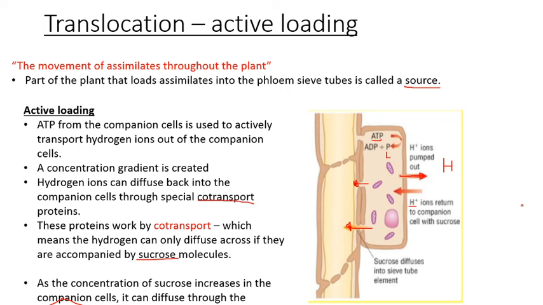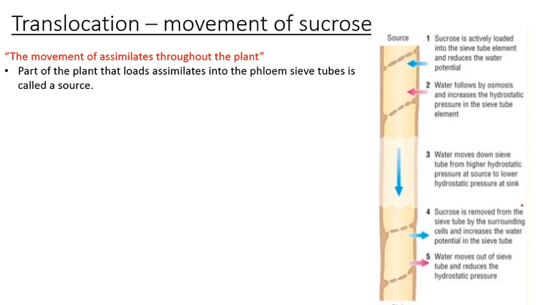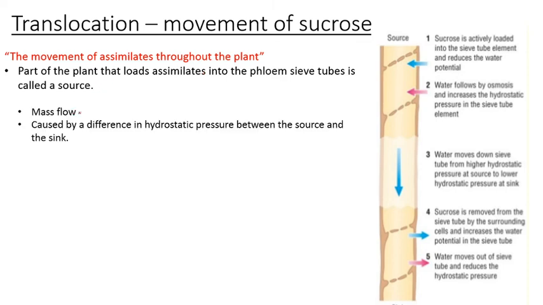So next step, how do the assimilates move from one sieve tube element to the others, and how do the assimilates get into the cells that need them? So the part of the plant that loads assimilates into the phloem tube was called the source. We've done that. And then those assimilates will move by mass flow. It will move because of a difference in hydrostatic pressure between the source and the sink. The sink is the part of the plant that removes assimilates out of the phloem sieve tube. So the sink is the opposite of the source.